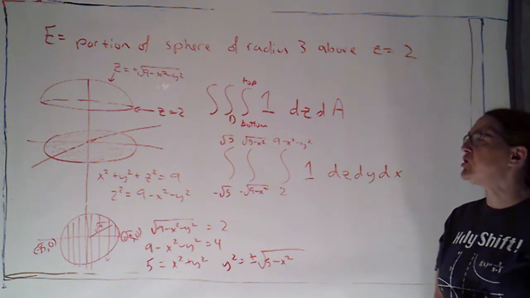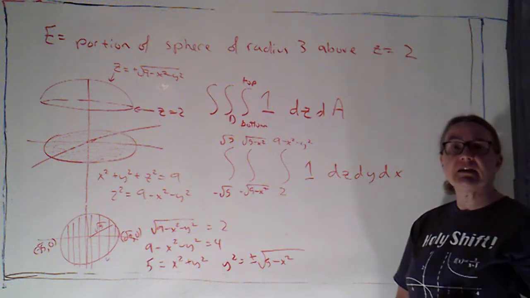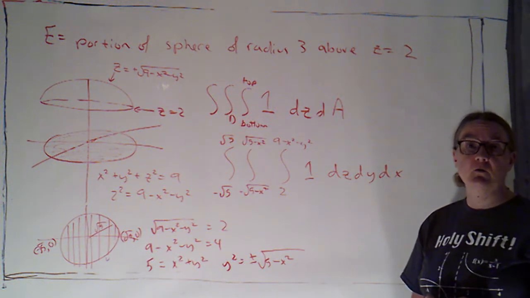So there we've got this set up in rectangular coordinates. Probably not what I would choose anytime I'm seeing a sphere. I'm thinking I probably want to use either cylindrical or spherical coordinates.